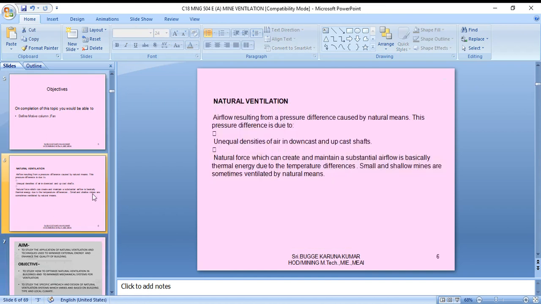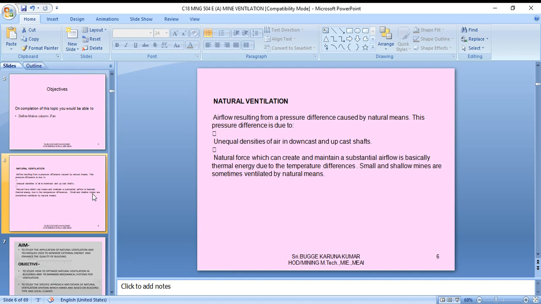First, initially, what is natural? Natural means, in simple words, without any applications, without anything artificial. So it is airflow resulting from a pressure difference caused by natural means. This pressure difference is due to unequal densities of air in the downcast and upcast shafts. The natural force which can create and maintain substantial airflow is basically thermal energy due to the temperature differences.